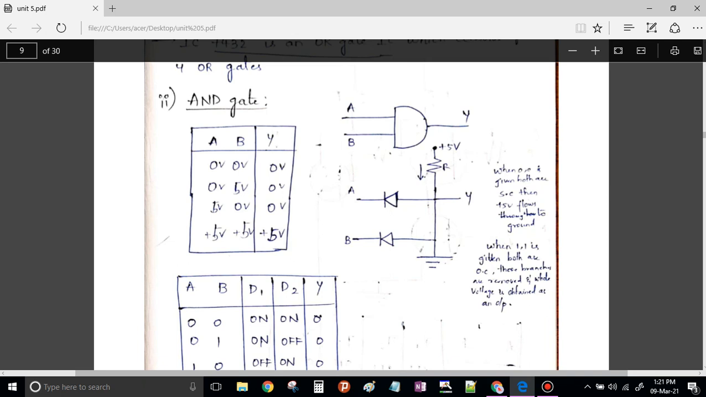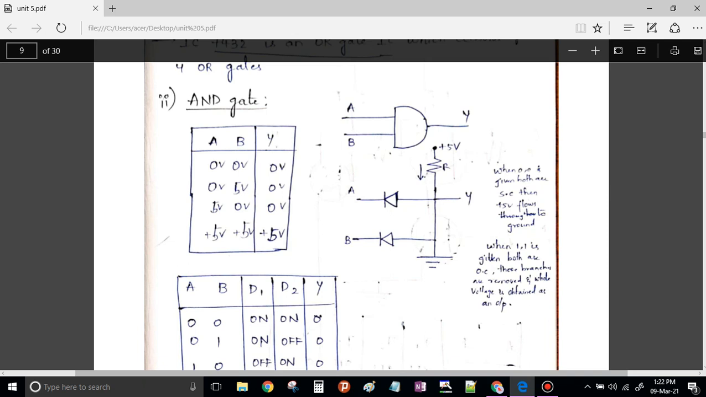In the next case, let us say this is 0 and this is 1. When this is 0, it is forward bias; this one is reverse bias, open circuit. As it is forward bias, entire thing goes to ground, your output will be 0. Now when this is 1 and this is 0, it is open circuit, this one is closed circuit, and therefore again the output will be getting grounded.